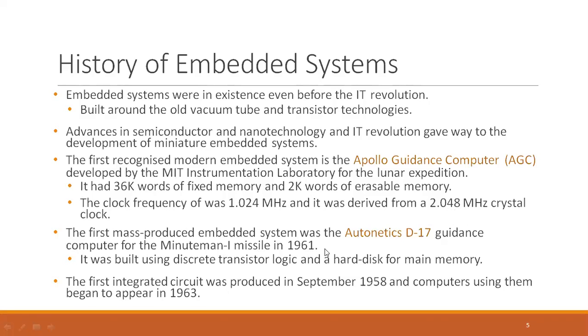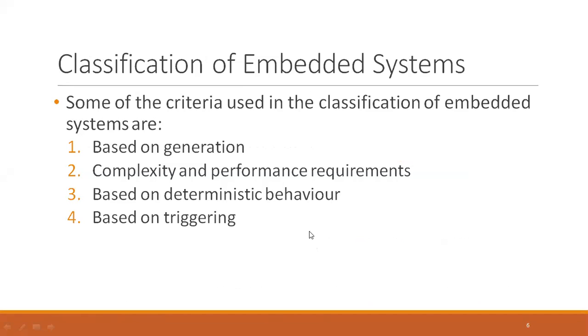The first mass-produced embedded system was the Autonetics D17 guidance computer for the Minuteman 1 missile in 1961. That was the first embedded system developed way back in 1961. The first integrated circuit was produced in September 1958, and computers using them began to appear in 1963. Right, that is the history of how embedded systems developed.